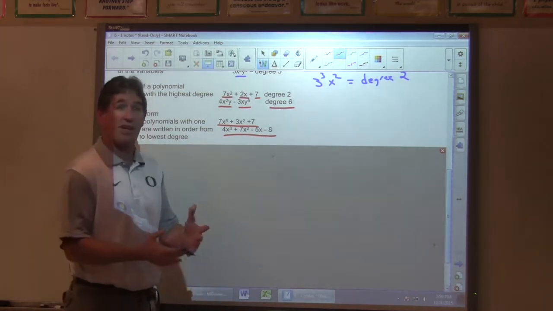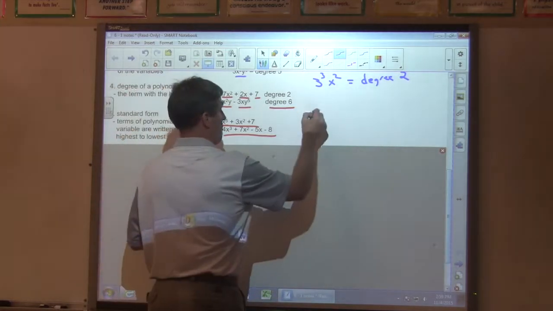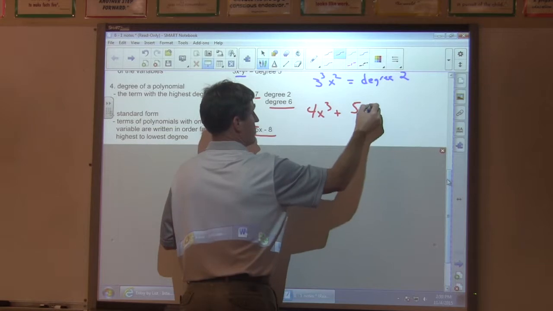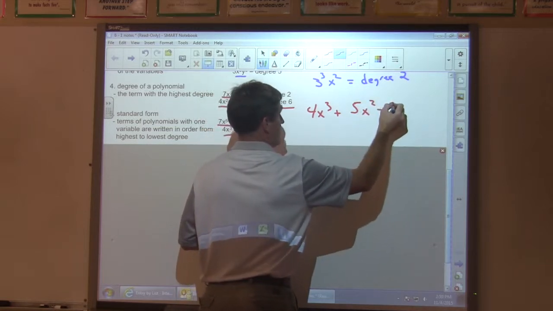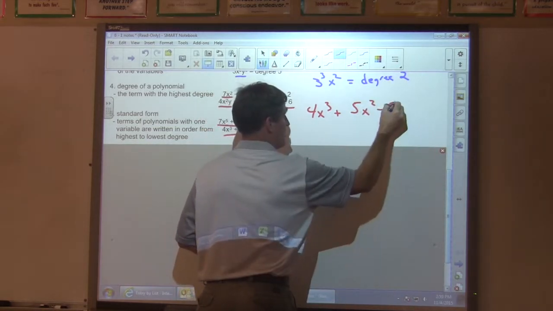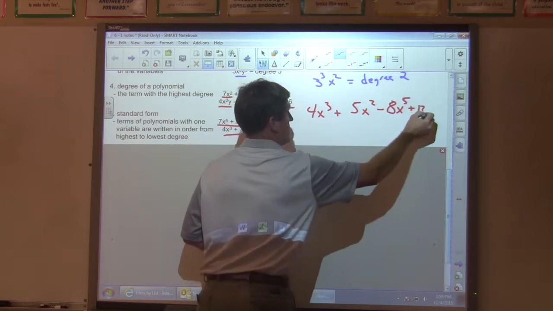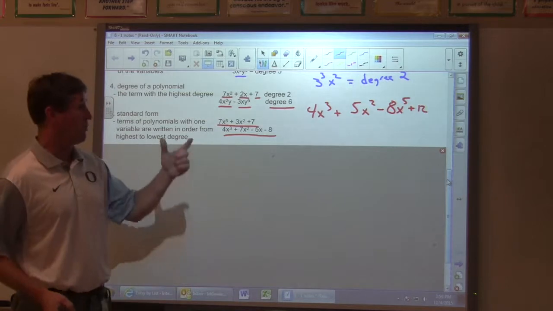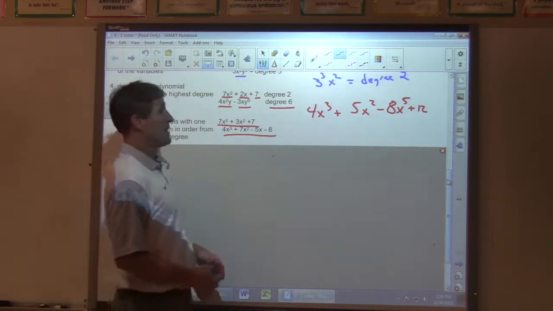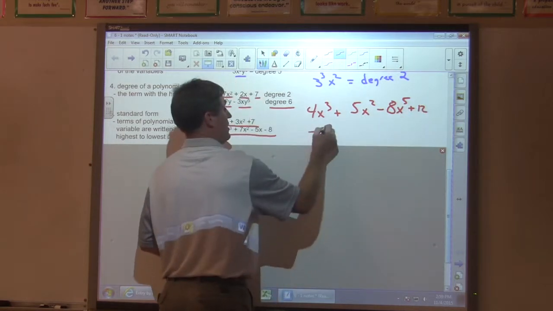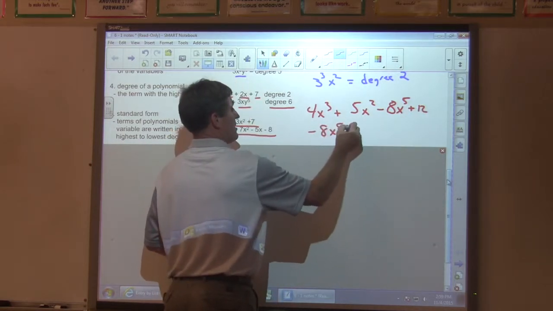So sometimes what they're going to ask you to do is write things in standard form. Okay, so they're going to ask you to put things in standard form. Standard form would be this is degree 3, 2, 5, 0. So highest to lowest.